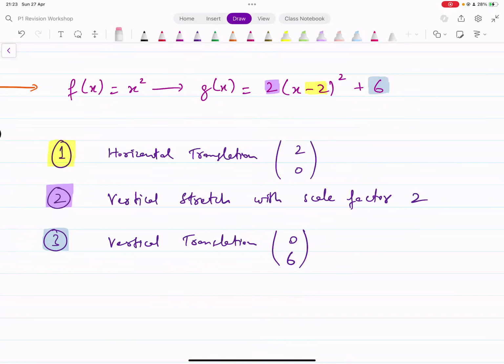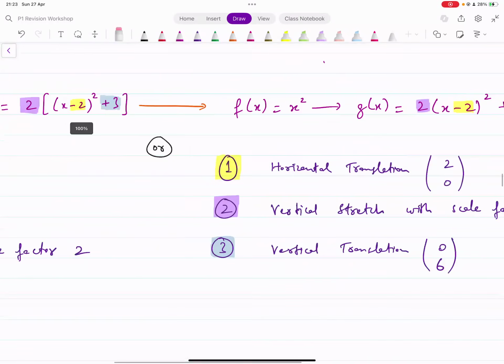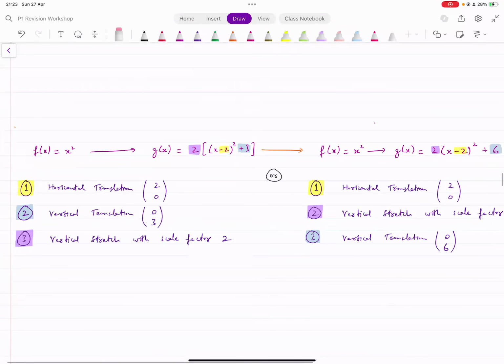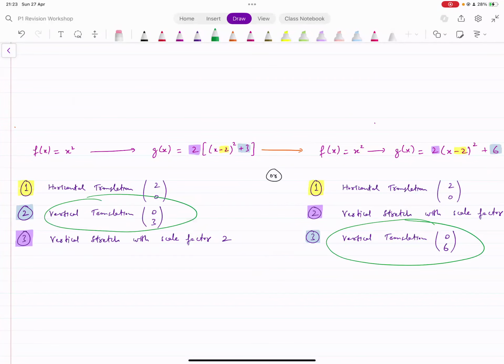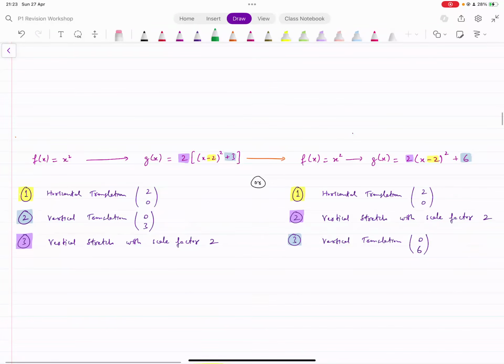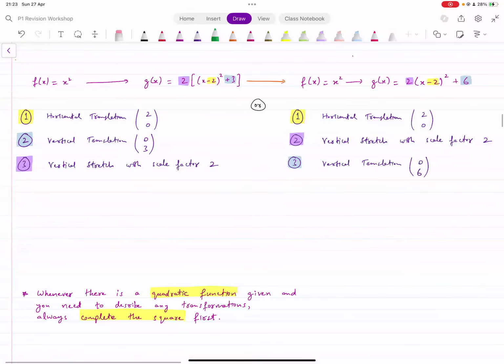But vertically, now since there's no extra bracket there, you do multiplication here first, and then you do addition. So that means now you can say it's a vertical stretch scale factor 2, and then it's a vertical translation that's 0, 6. And that's also acceptable. These two are equivalent to each other. Even though these vertical translations that you have now are different, since the order is changing, that takes care of that. So these two are equivalent. You can either do it the way on the right side or on the left side. Both of them are equivalent to each other.